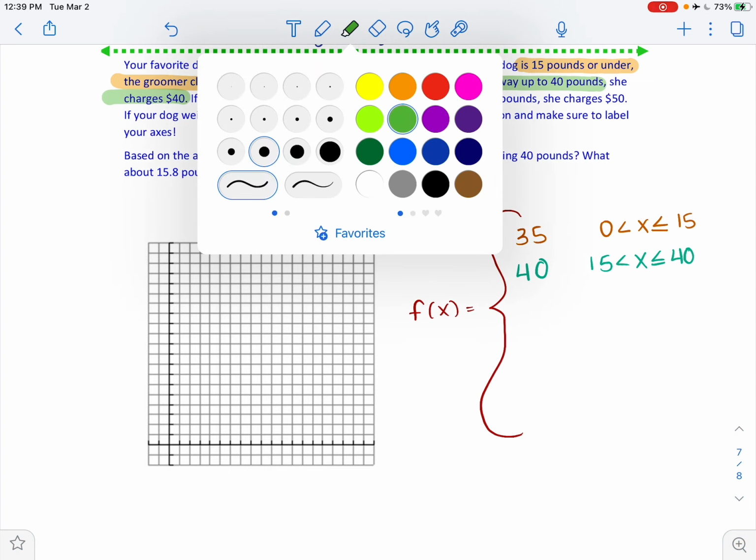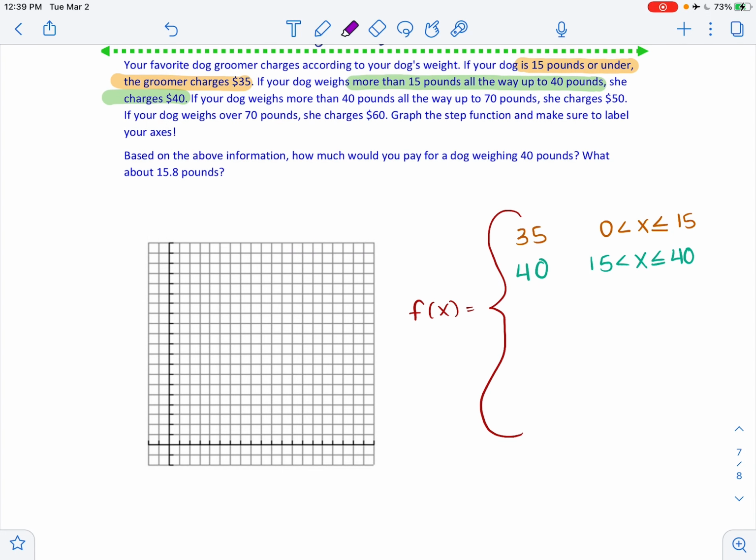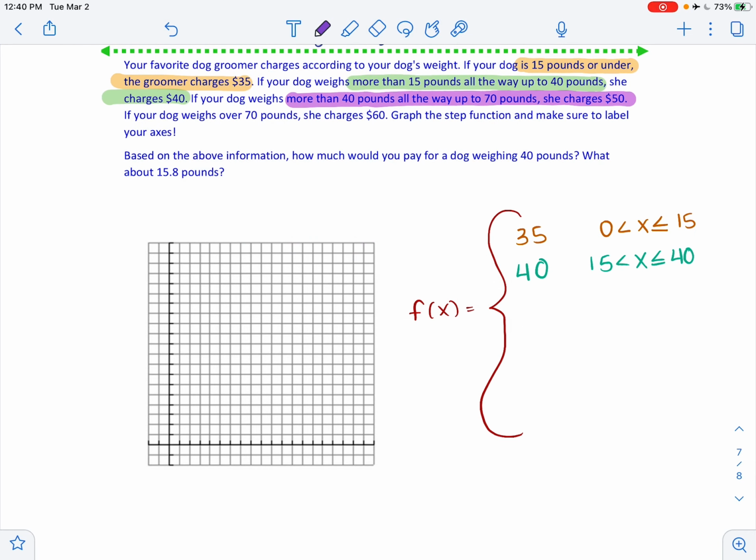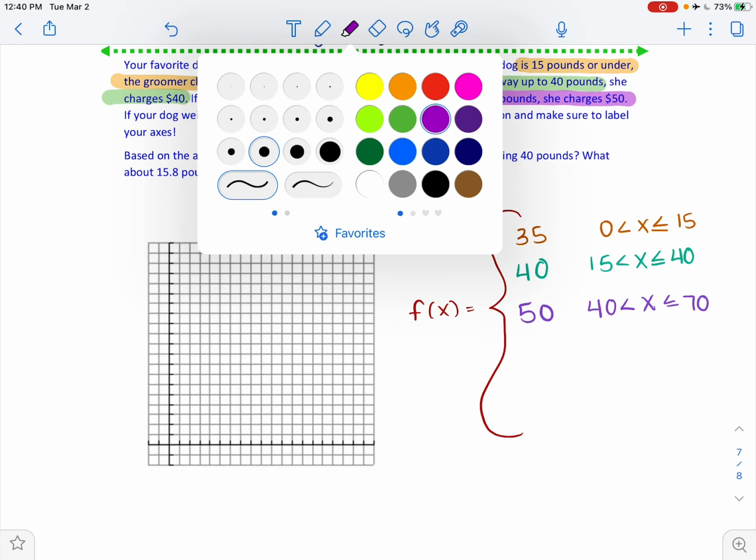All right, let's see what's next. If your dog weighs more than 40, all the way up to 70, she charges you $50. All right, so y is 50. That's how much we're being charged. And our inequality starts at 40 pounds, but remember, we're strictly greater than 40. So as soon as you're over 40 pounds, 40 is less than x, is less than or equal to 70, because your dog can equal 70 pounds here. And then the last bit for those super heavy dogs, let's see.